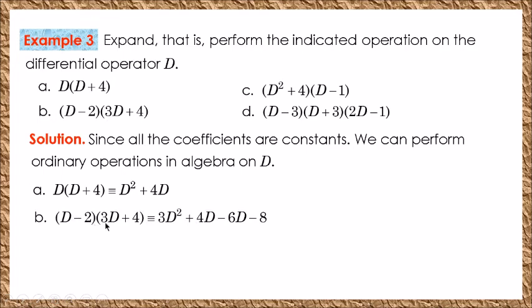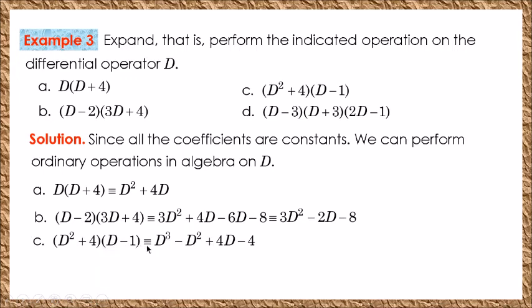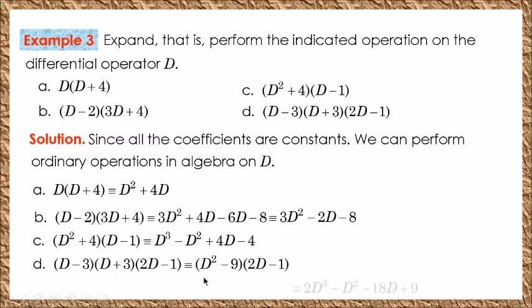(d minus 2) times (3d plus 4), we have 3d squared plus 4d plus negative 6d plus negative 8, or we have 3d squared minus 2d minus 8. (d squared plus 4)(d minus 1), so we have d cubed minus d squared plus 4d minus 4. And then (d minus 3)(d plus 3)(2d minus 1). So the product is, for the first two factors, we have d squared minus 9, and then multiply to 2d minus 1. So we have 2d cubed minus d squared minus 18d plus 9.